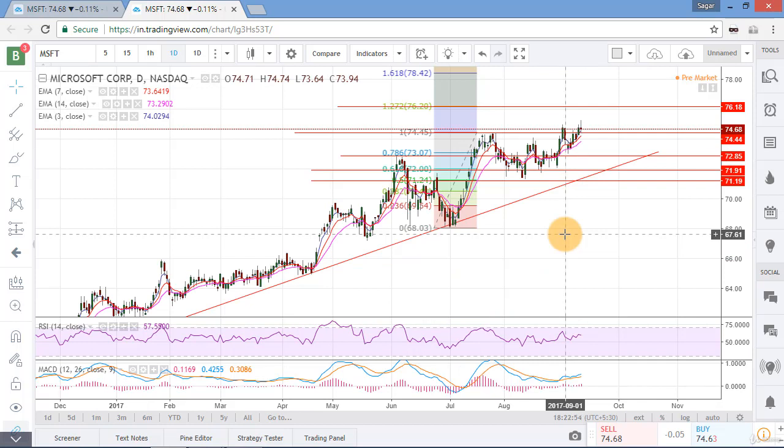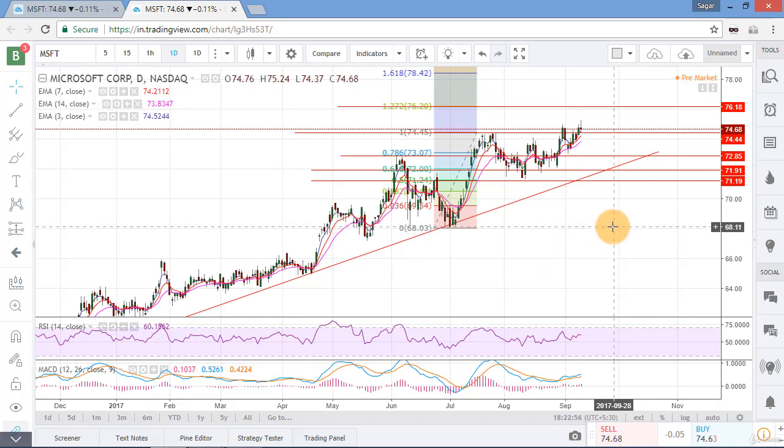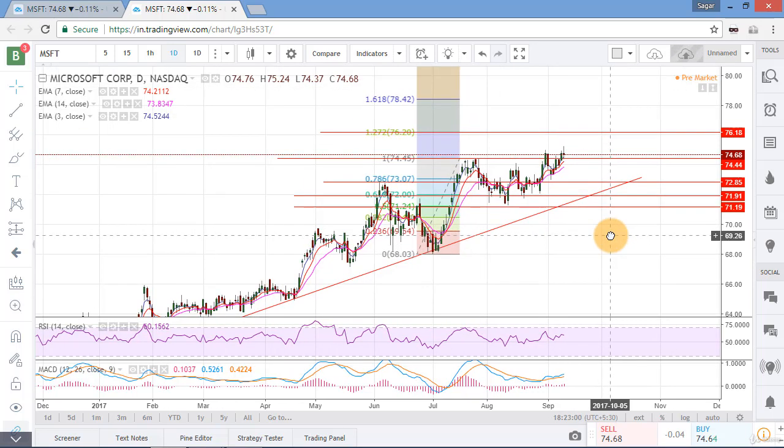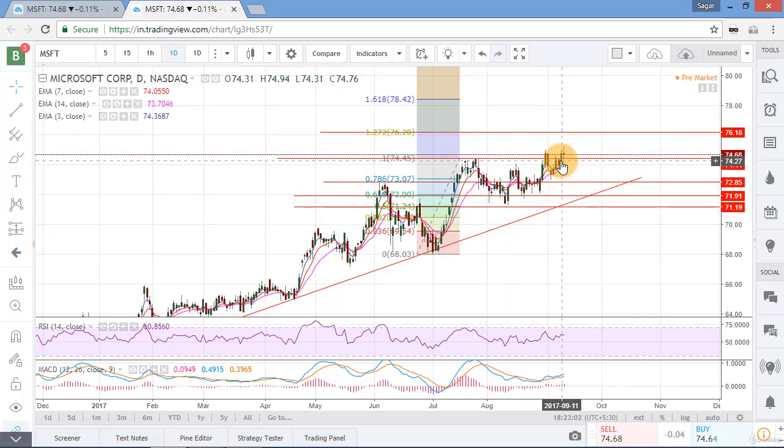So this was the live analysis of Microsoft Corporation, and at the end of the analysis we conclude that the stock is moving in between trade and we will not buy the stock in an in-between position. Those who are in a long position in the stock can hold the stock with a trailing stop loss, that is the 14 EMA, and the primary stop loss is $71. This is the primary stop loss, $71.19.